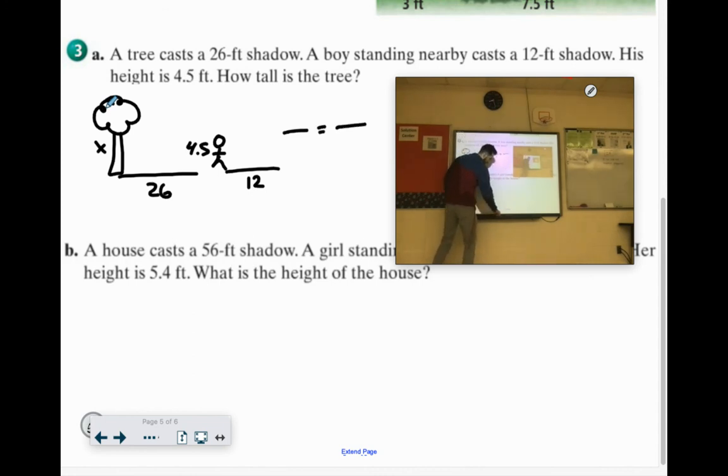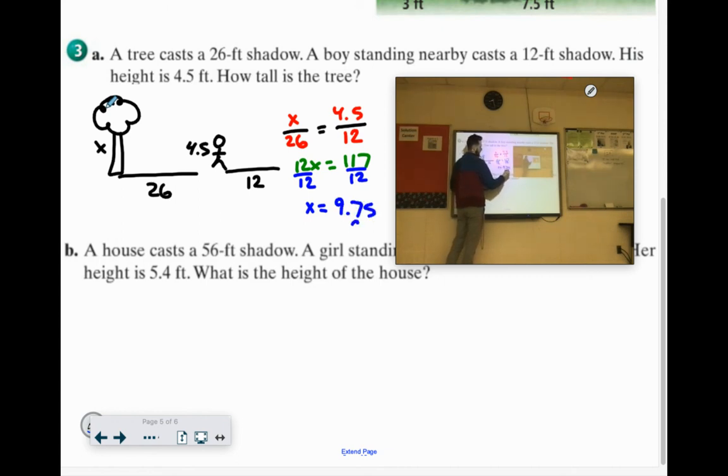Set up a proportion. Let's say I did the height of the tree over the shadow, X over 26, and then the height of the boy over his shadow, 4.5 over 12. If you cross multiply, we'd have 12x equals 26 times 4.5 is 117. And then we'll divide it by that 12. X equals 9.75.